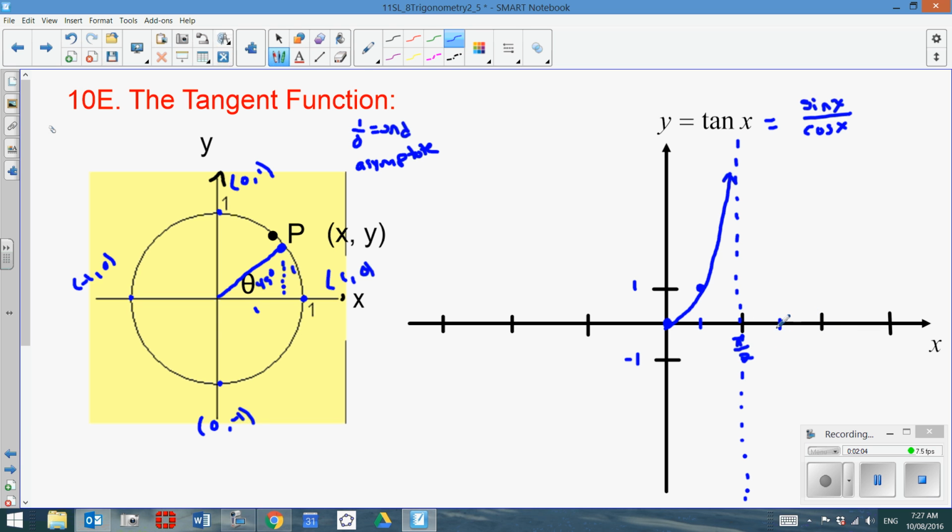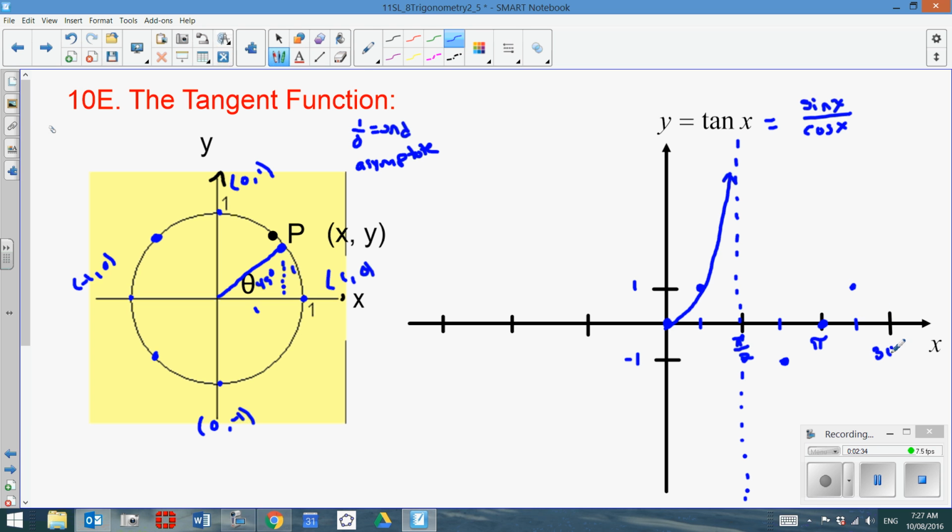Again, increments of pi over 4. So that will be halfway between pi over 2 and pi. We're in the second quadrant where tangent is negative. Again, it will be 1, so I'll be down here at negative 1. At pi, we're back to 0 divided by negative 1, which is 0. Increments of pi over 4. We're now here in the third quadrant, where my sine divided by cosine is going to be positive 1.